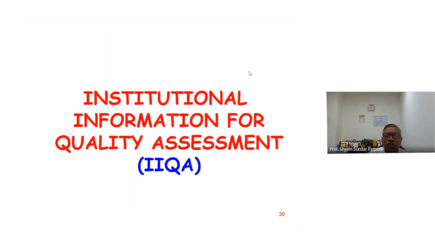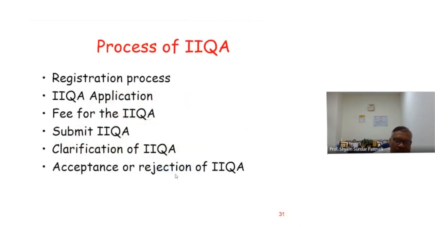Then coming to the Institutional Information for Quality Assessment, IIQA. This is the first stage. Once your portal is ready, this information is to be submitted. The process of IIQA is: first registration, then your IIQA application, for which a template is already there. You have to fill that up, pay the fee, and submit the IIQA.